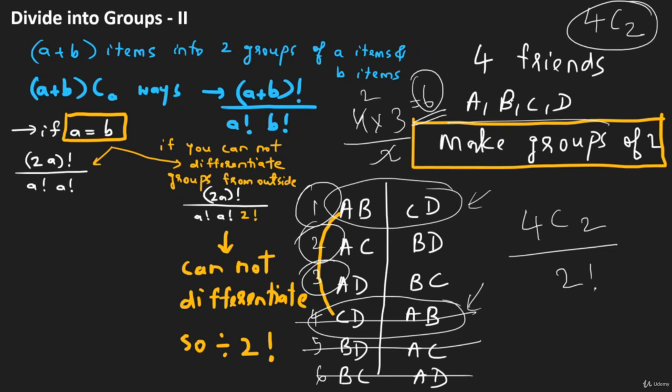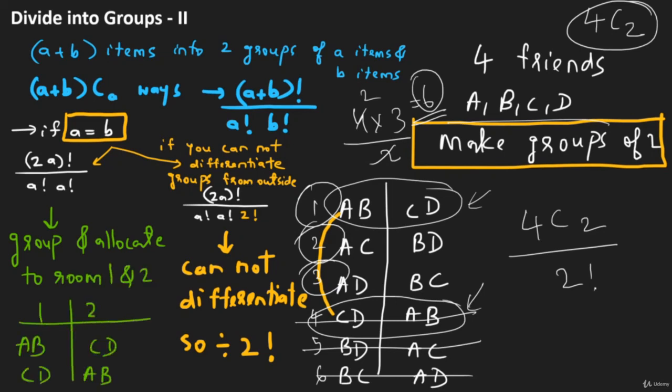Now, if you group them in this manner and allocate them to room 1 and room 2, in that case, having AB and CD in this manner and CD and AB in this manner is different, because from the outside you can differentiate them, and in this case you do not need to divide by 2!. So over here the ways in which you can do this would be 4C2, which is 6, which is what we have written manually over here.